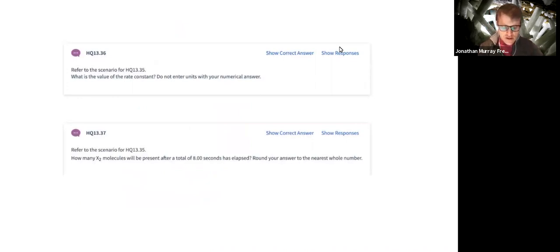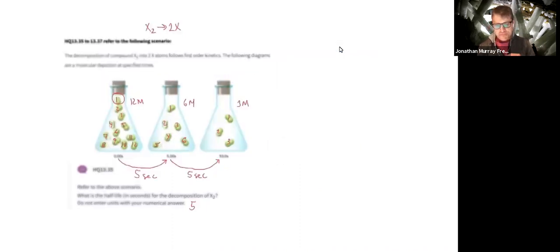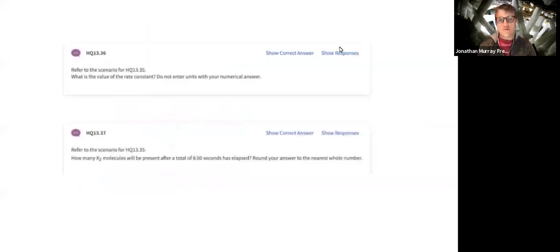Question 36 and 37, what is the value of the rate constant for this reaction, right? So we got a little bit of information from the previous slide that I didn't point out previously. This is important right here. The reaction follows first order kinetics. So this is telling us the equation that we can use to relate concentration changes in time. Because it's a first order reaction, we will need to use the integrated rate law for a first order reaction.